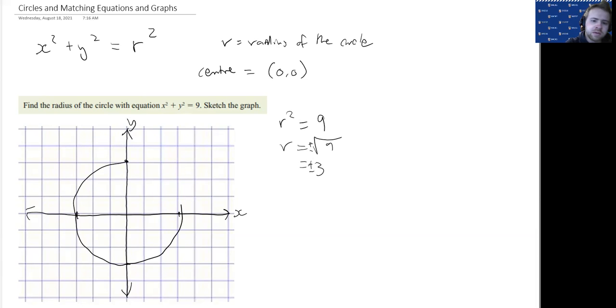I'm going to try to draw my best circle, not my best circle. So these points would be (3, 0), (0, 3), (-3, 0), and (0, -3). You can see the radius clearly is 3 from the center, and we've just got a round circle there. So we've gone from this equation to this graph by just understanding the key features of the equation of a circle, identifying its radius, and then drawing the points and putting the circle in.